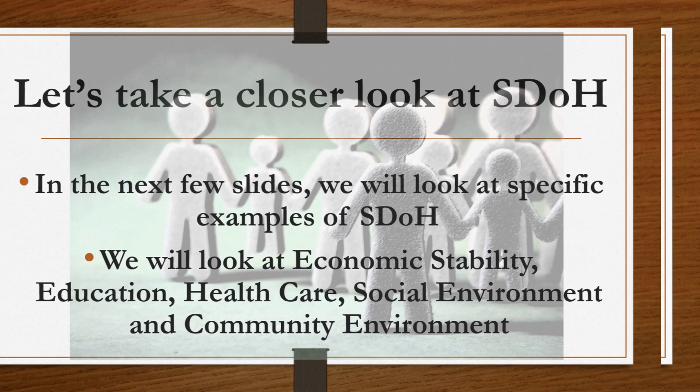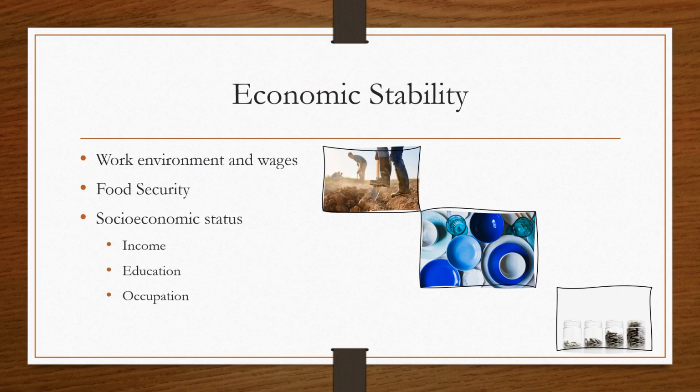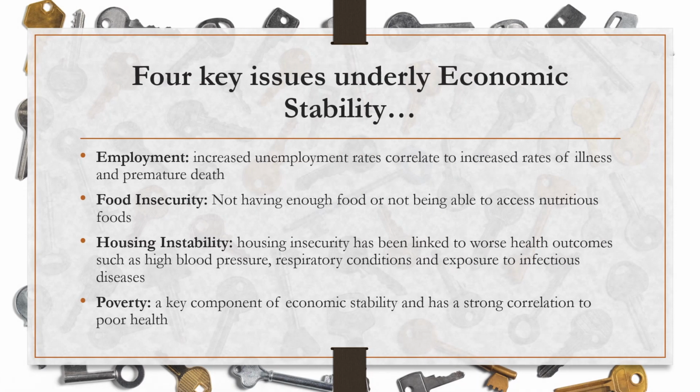When we talk about economic stability, what we're talking about specifically are work environment and wages, food security, and socioeconomic status, which includes income, level of education, and occupation. Four key issues underlie economic stability. Employment.